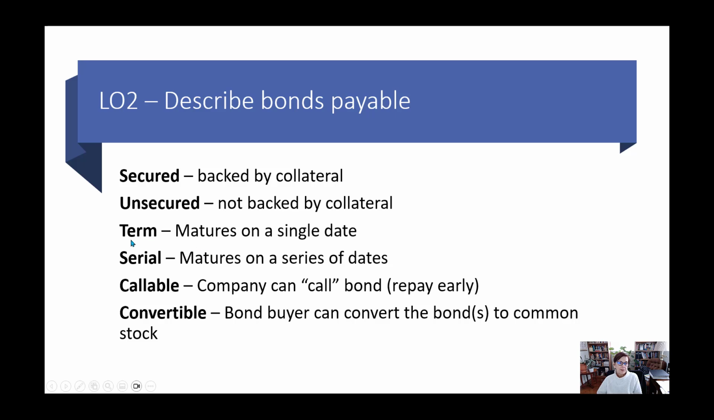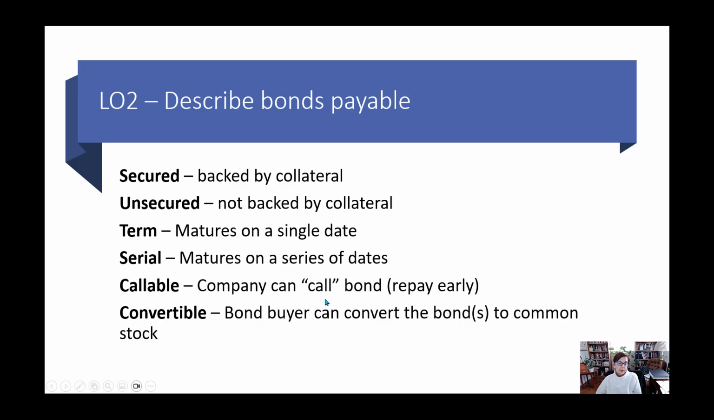Then there are two kinds of bonds in terms of when they mature. A term bond matures on a single date, so it might be 10 years from now. A serial bond matures on a series of dates, so you might have 100,000 maturing this year, 100,000 next year, 100,000 the year after that, right? So they mature on 3 different or however many different dates.